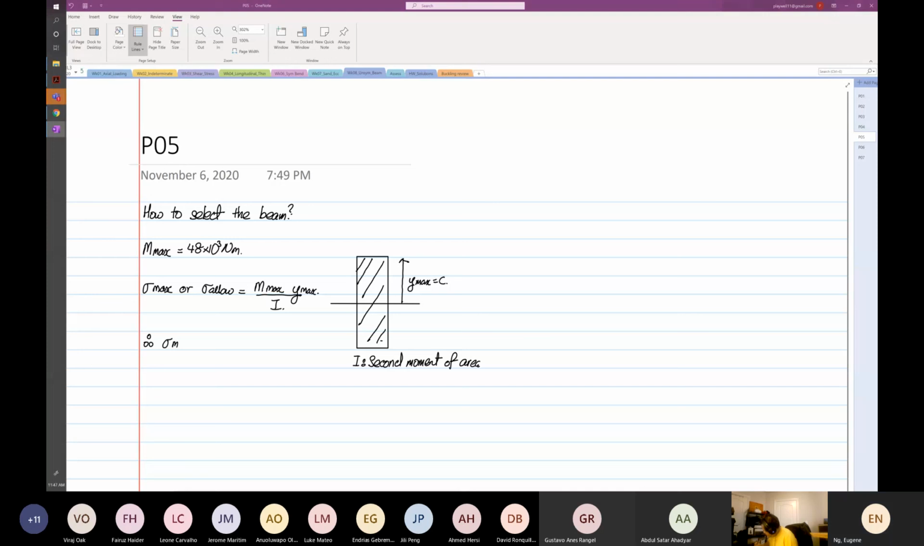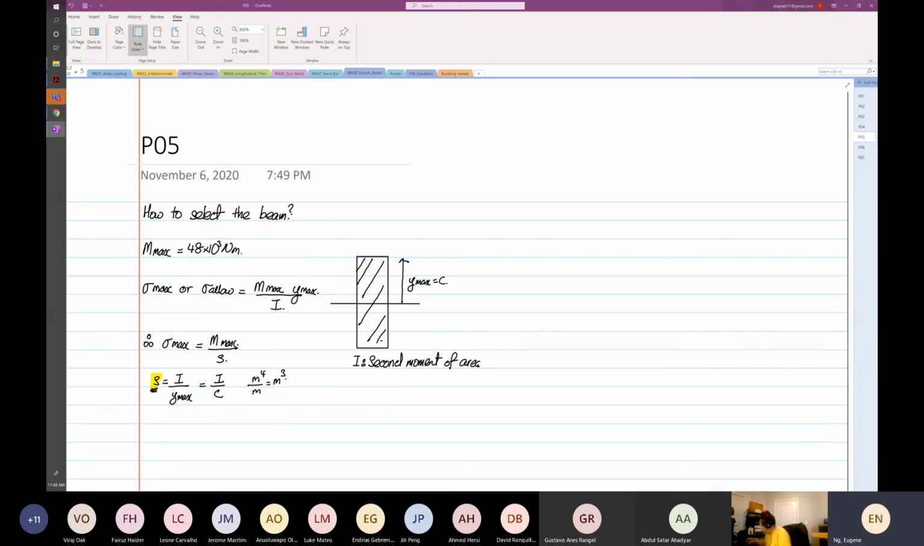Therefore, stress max can also be equal to M max divided by S, where S is equal to I over Y max, which also can be equal to I over C. I want you to pay attention. Why am I doing this? What is this S? If you look at the units, this is meter to the power 4 divided by meter, so this is meter to the power 3.